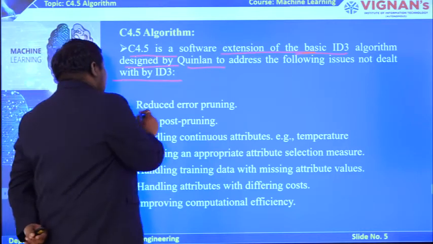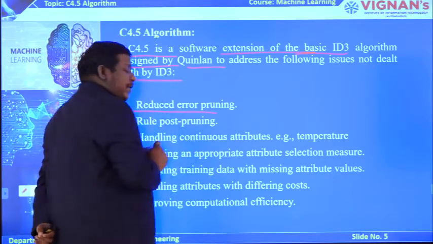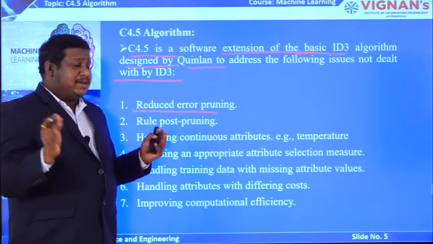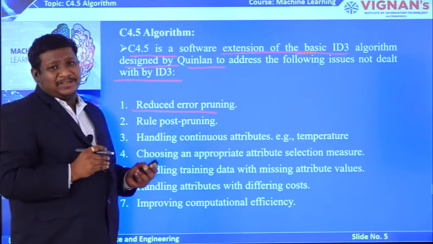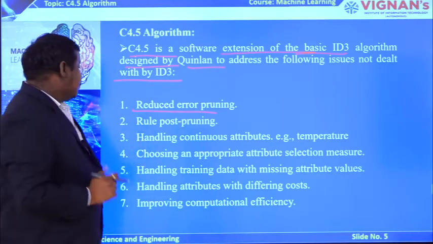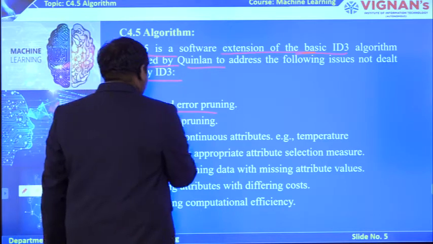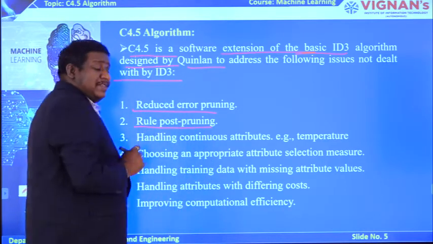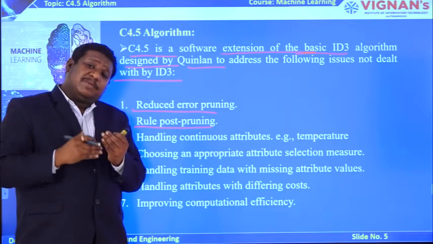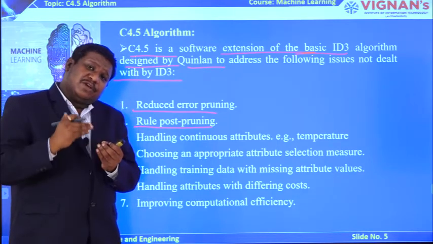Error pruning will be reduced in C4.5. Pruning means we remove whatever is not required, so we prune the errors here, or the error pruning method is reduced. Similarly, rule post pruning: by using the C4.5 algorithm, after making the attribute selection, we then go for decisions.